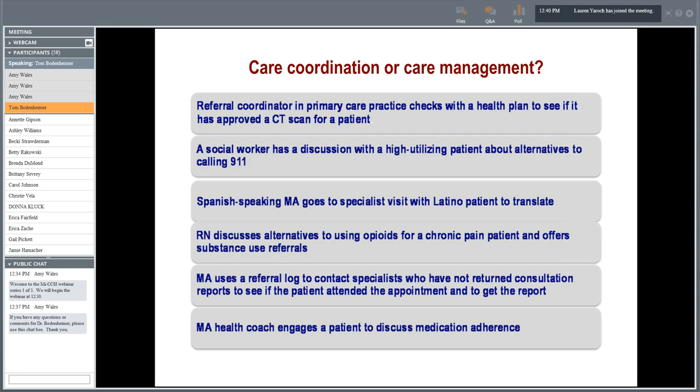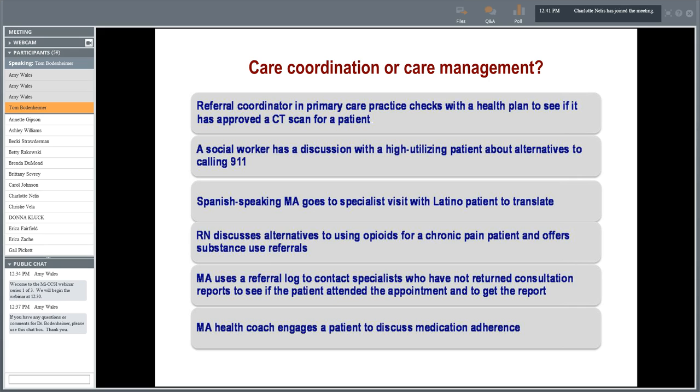So now I want to go over some of the differences between care coordination and care management. I'm going to ask you all, I assume that your phones are unmuted at the moment, is that correct? So I'd like you all just to speak up. I don't care if you're all talking at once. I want to ask you about each of these things. So is this care coordination or care management? This is just making sure we understand these two terms.